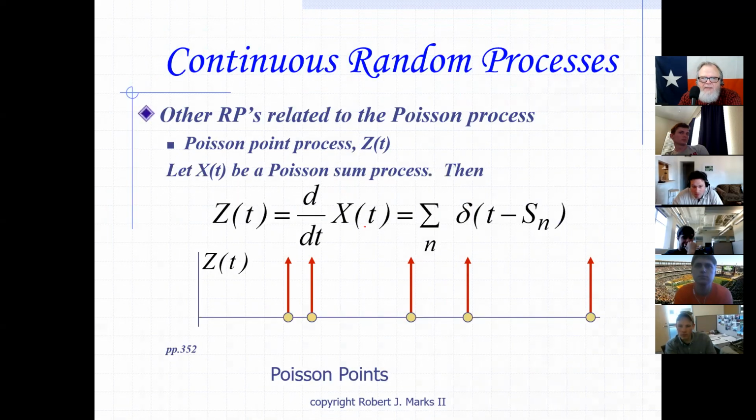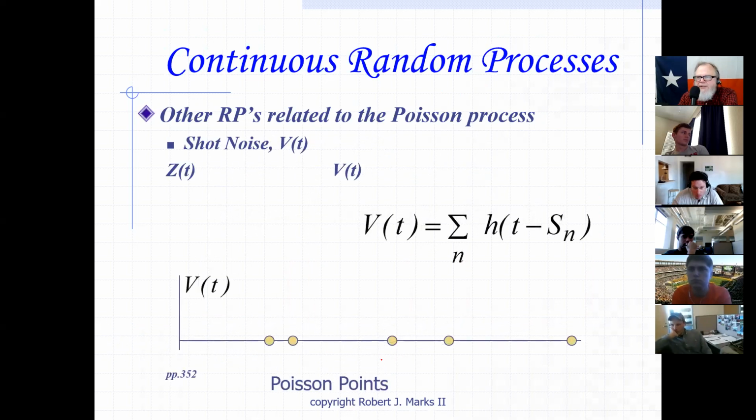The last thing that we'll do, and I think we'll take it up next time, is we will look at a Poisson process, which we call Z of t, and this Z of t will have a Dirac delta every place where you have a Poisson point. This turns out to be very important. So every point here, we have a Dirac delta. Why is this important? Because we can use it to model things such as shot noise.